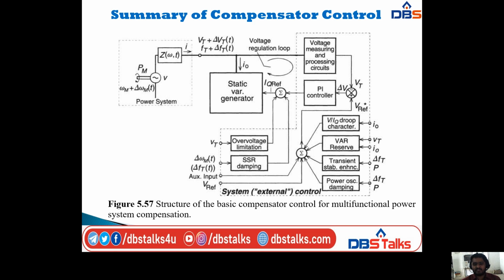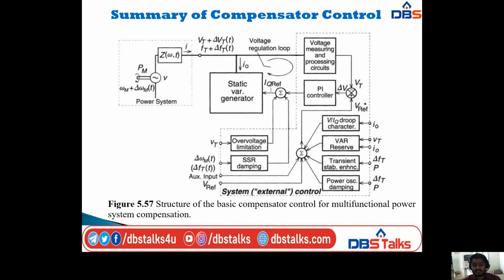In the other we have the frequency, which is omega m plus delta omega m of t. This one is given to the impedance Z, so Z of omega gamma t, and this is given to the terminal voltages Vt plus delta Vt of t and Ft plus delta Ft of t, that is, the change in voltage and frequency with respect to time.